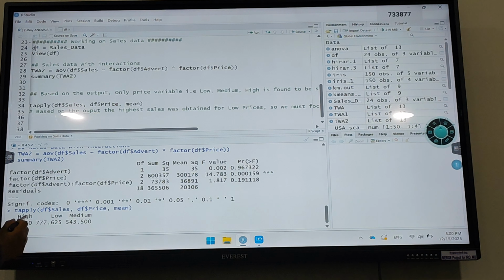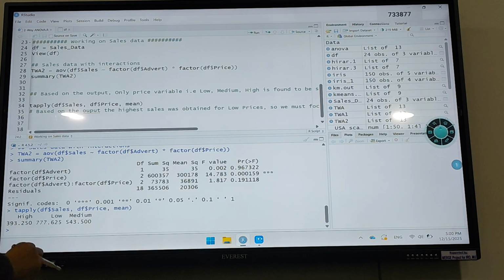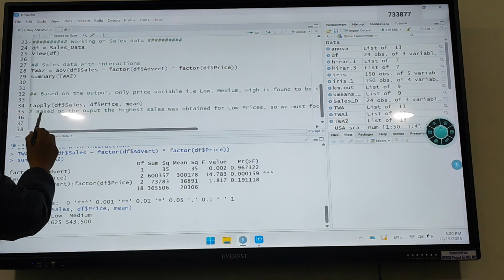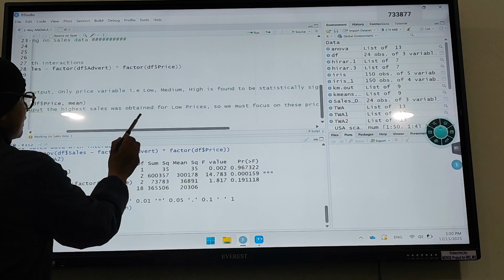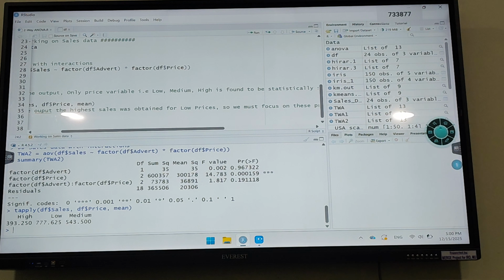So this is the output: high, low, medium. Looking at this, can you tell which one is the best option? High is only 393, low is 777, and medium is 543. So based on the output, the highest sales is 777.625. We must consider the lowest price, because the lowest price has the highest sales. Based on the output, the highest sales was obtained for the low price. We must focus on this price. That's all the interpretations. Thank you very much.